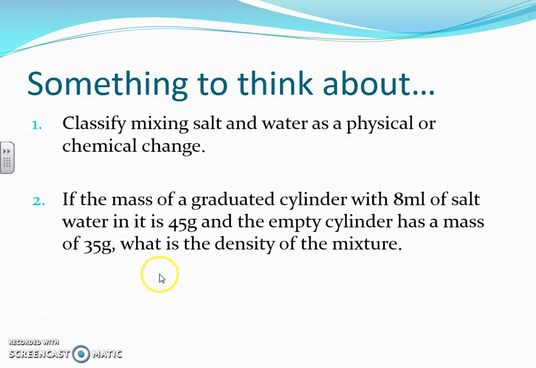And then here, just another density question. Remember, density is grams over milliliters. So we can go through that one in class as well.